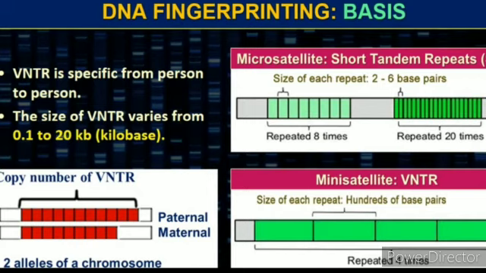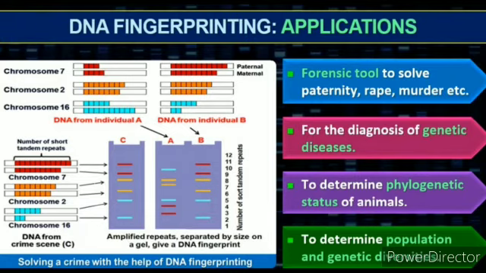Okay, at a glance, one more time, what are the applications. DNA fingerprinting is a forensic tool to solve crimes such as paternity, rape, murder, etc. Second point, for the diagnosis of genetic diseases. Third point, to determine the phylogenetic status of animals.